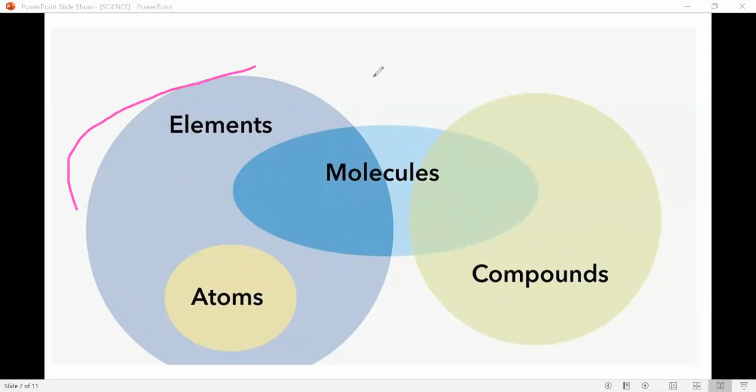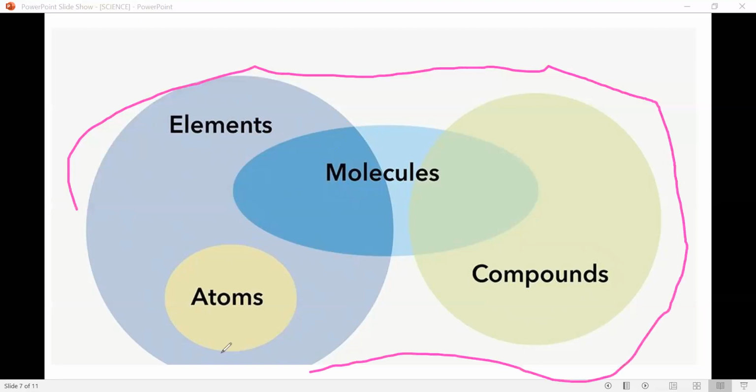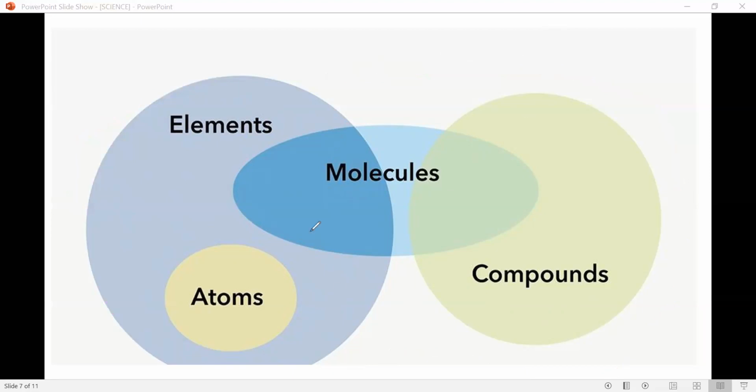And this one picture is telling us what elements are, what atoms are, what molecules are, and what compounds are. So you can use this picture. You can take a screenshot of the elements, molecules, compounds, and atoms, and this picture may help you as a memory aid, and it can help you to learn things pretty fast, that is, what elements, atoms, molecules, and compounds are.